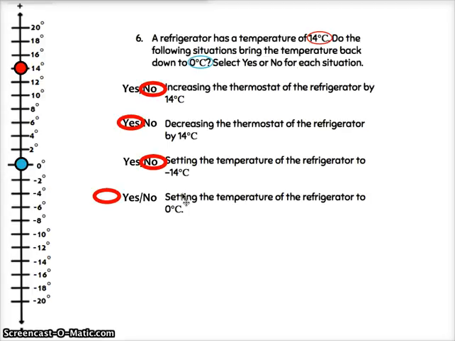Finally, the last scenario says that we would set the temperature of the refrigerator to 0 degrees. Well, yeah, that would work, because no matter what the temperature is, if you're at 14 degrees and you set the temperature of the refrigerator to 0, it's going to cool the refrigerator off until it gets to 0 degrees. So yes, that accurately describes a situation where the temperature would be brought back down to 0 degrees.